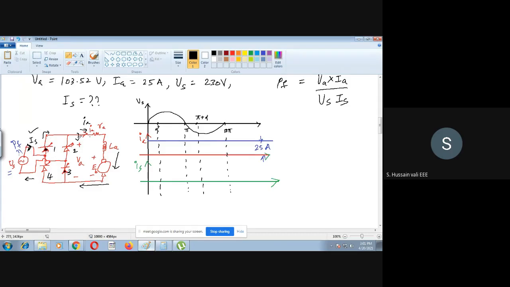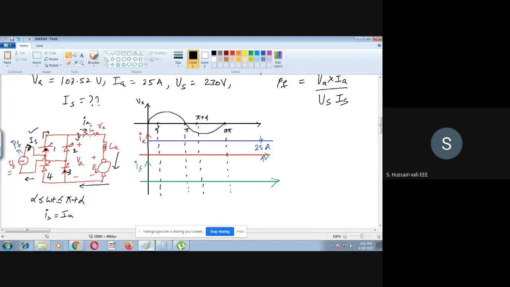So IS is flowing in the same direction as IA, between alpha to pi plus alpha. Why pi plus alpha? Because we have seen last class that from alpha to pi plus alpha, 1 and 3 will conduct. So when 1 and 3 are conducting, IS is equal to IA. Just check yourself, apply KCL, then you will understand this. 1 and 3 are conducting: supply voltage, thyristor, and the motor. So what is the current in the motor? That is IA. And what is the direction of IS? IS direction is the same as the IA direction. Both are from left side to right side. So IS is equal to IA from alpha to pi plus alpha.